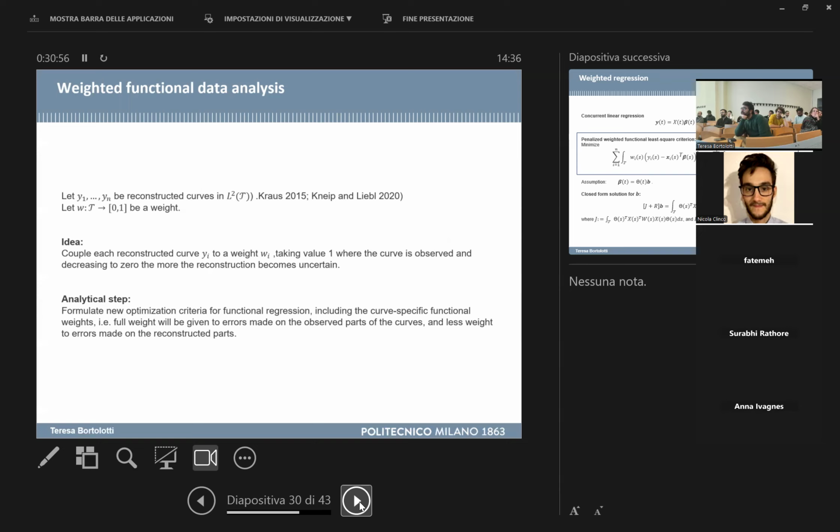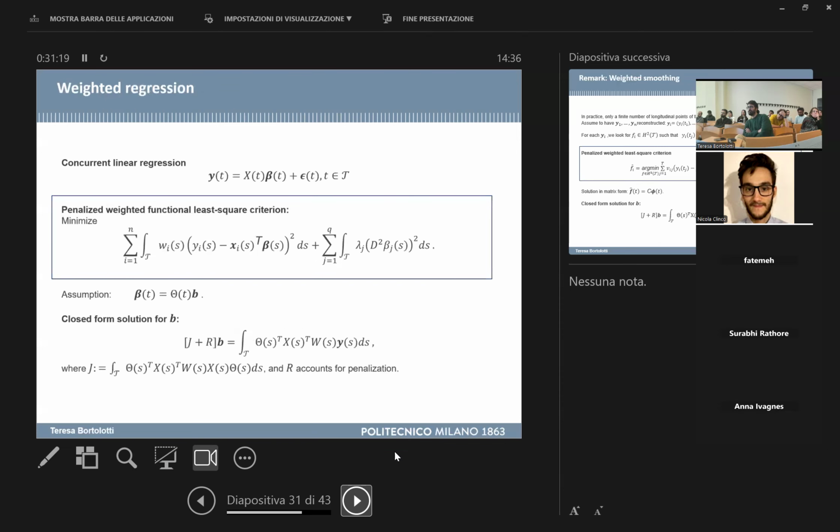So the idea is that the system of weight for the observation i takes value 1 where the observation is available and decreases to 0 the more the reconstruction becomes uncertain. And in order to introduce this system of weights in our analysis, we had to redefine the optimization criteria for the concurrent linear regression. And this is what we did.